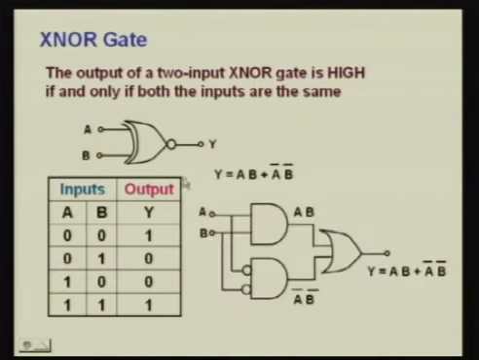Now we can again realize this XNOR gate using the basic gates, which are the AND gate, OR gate and NOT gate. We put A and B at the first AND gate, and A bar B bar through this inverter, or NOT gate, and we get A bar B bar at the output of the second AND gate. They are applied to the input of the OR gate, and we get this expression, which is the output of an XNOR gate.